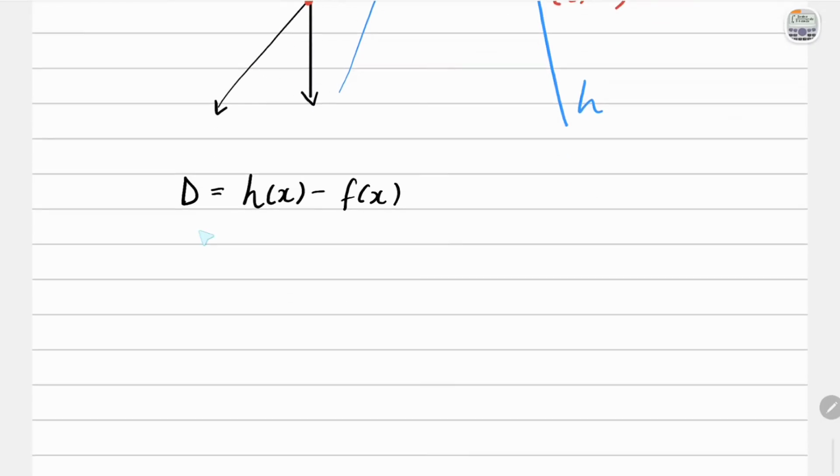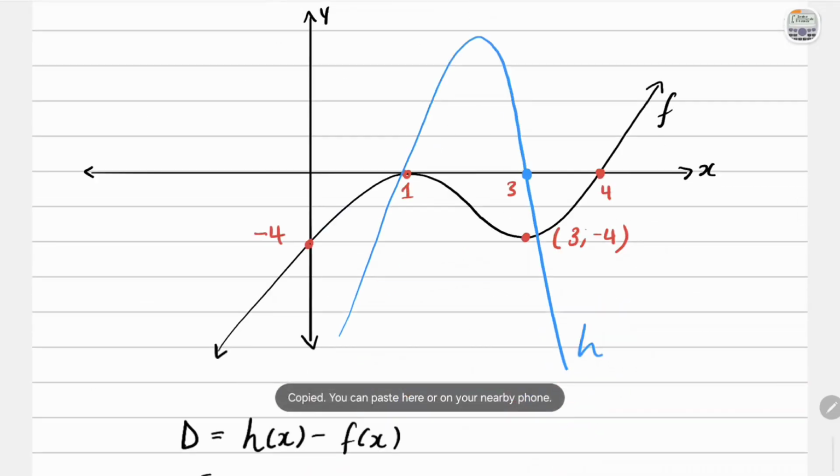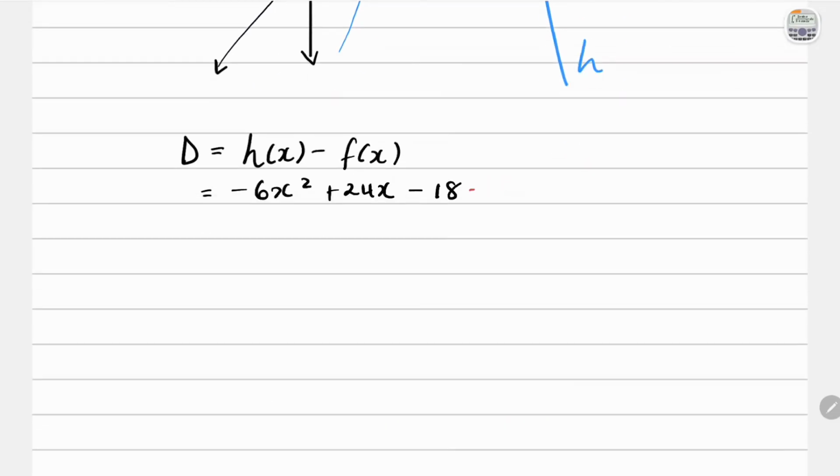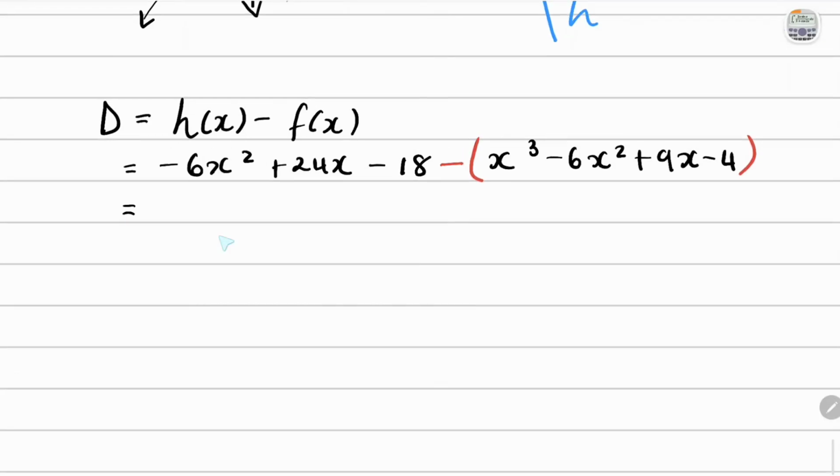And let's go ahead and find this. So this is equal to h of x, we'll take that, and f of x as well. So minus f of x, and that is the cubic. So we'll also get that. Okay, so this is what we have. And this is just for the distance first.